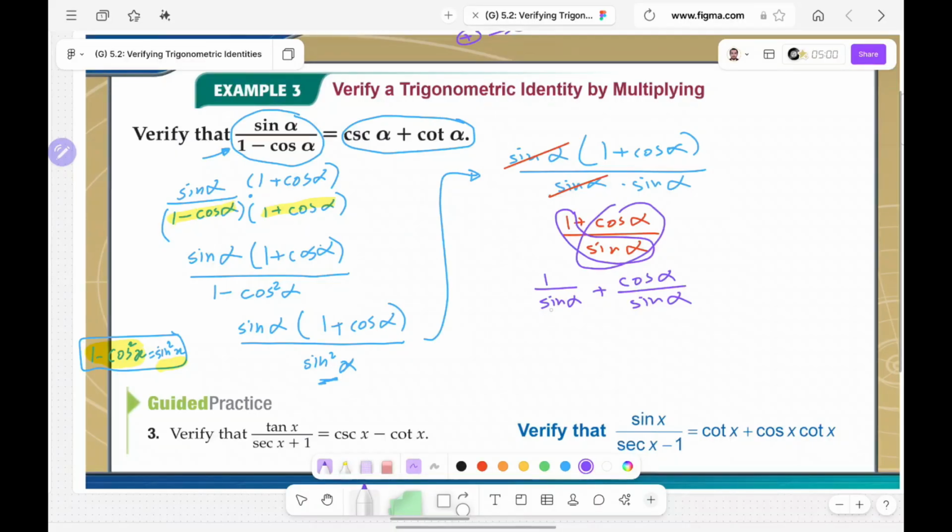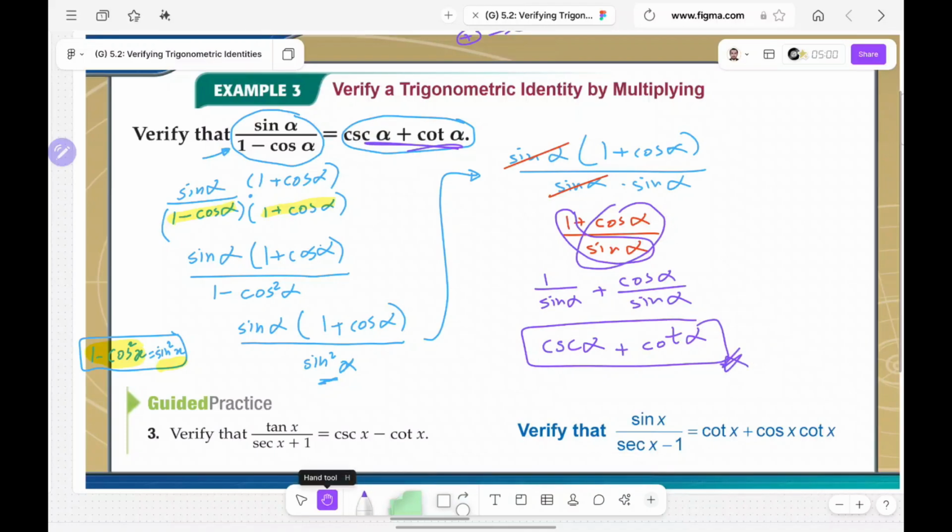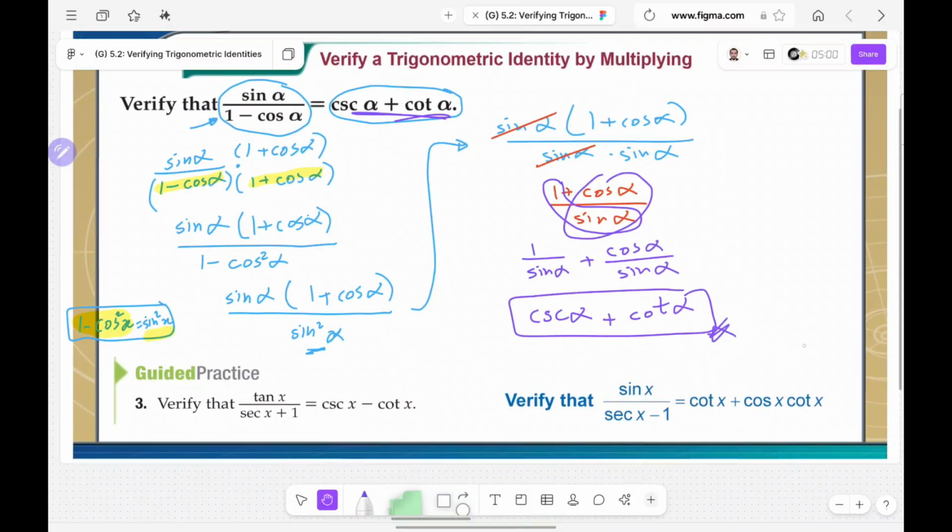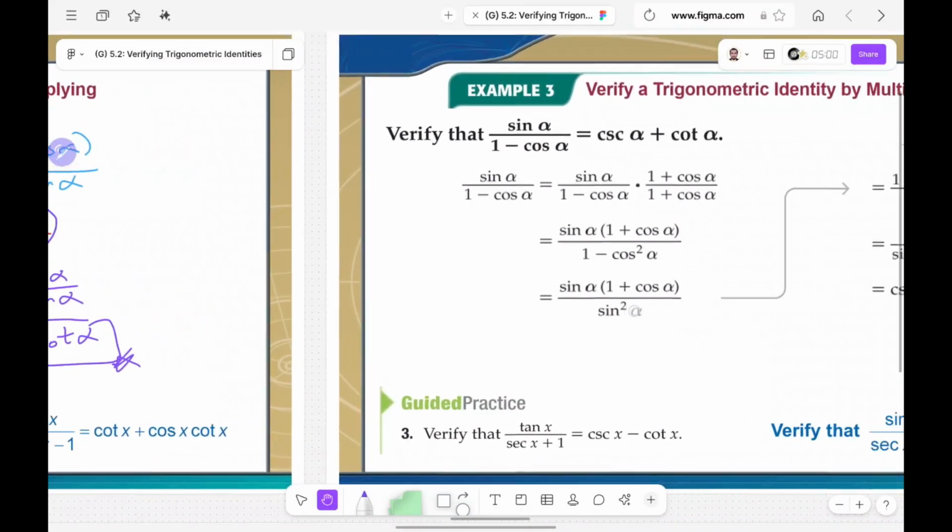Now we know that 1 over sine beta is cosecant beta. Is that right? Right. Cosine beta over sine beta, this one is what? It's cotangent beta. Now check this one. Is this similar to this one? Yes, so this is the final answer. Now try to solve question number 3 on the blue one. If you need help, please let me know.